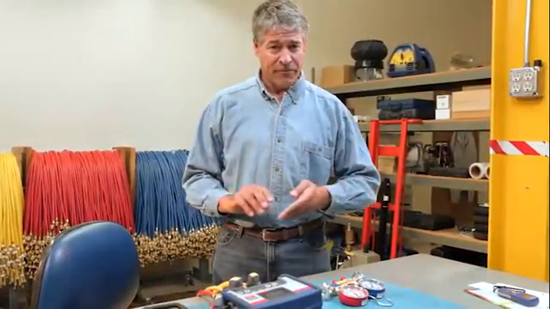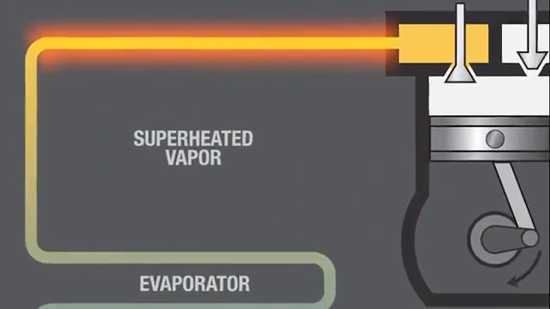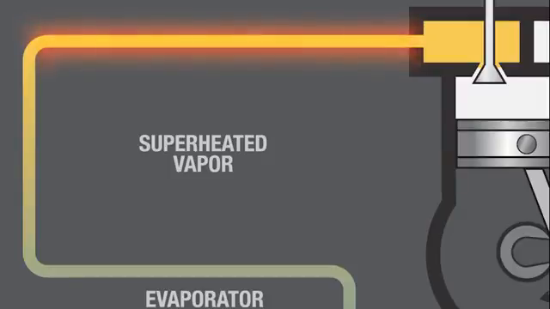The superheat calculation lets you know if the amount of refrigerant flowing into the evaporator is appropriate for the load. If it's too high, then not enough refrigerant is flowing to the evaporator, resulting in poor refrigeration and excess energy use. If the superheat is too low, then too much refrigerant is flowing to the evaporator, meaning liquid is getting back to the compressor and causing damage.